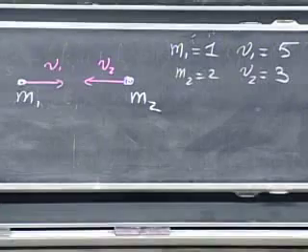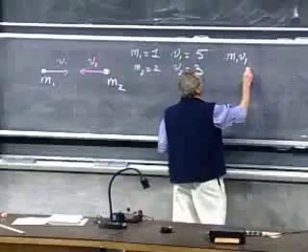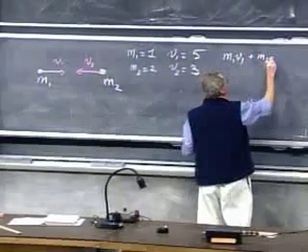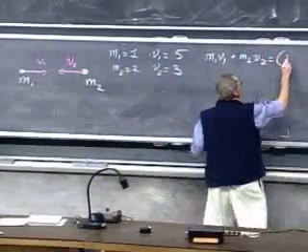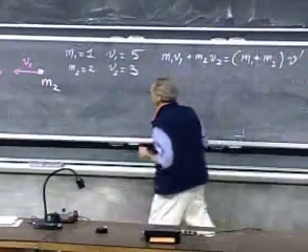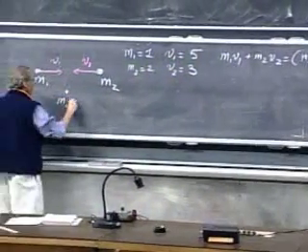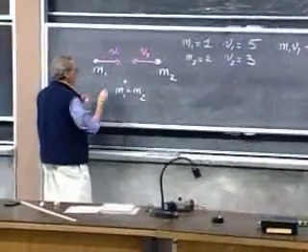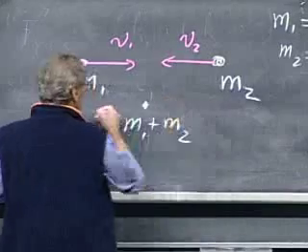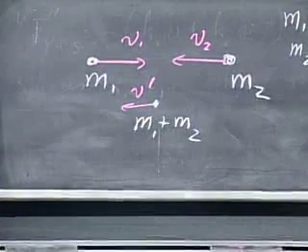Momentum is conserved, so I can write down that M1 times V1 plus M2 times V2 must be M1 plus M2 times V prime. It is a completely inelastic collision. They come together, they stick together. The total mass is going to be M1 plus M2, and they're going to fly either in this direction or in this direction, but whatever it is, I call it V prime. It's after the collision.